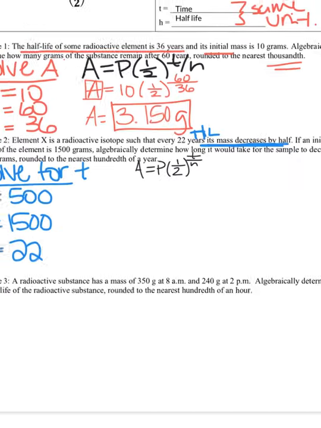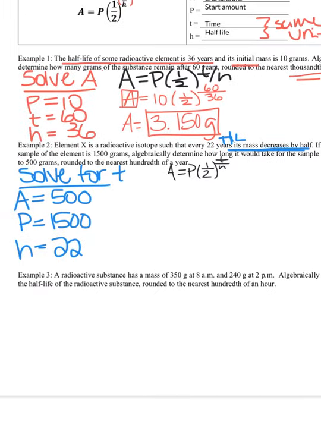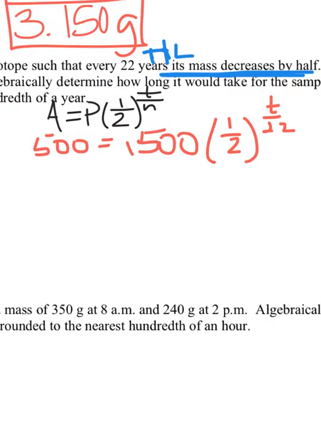So now our equation is 500 equals 1,500 times 1/2 raised to the time, which is what we're solving for, divided by H, which is 22. So the variable is up in the exponent, right? The T is an exponent, so you have to use logs.